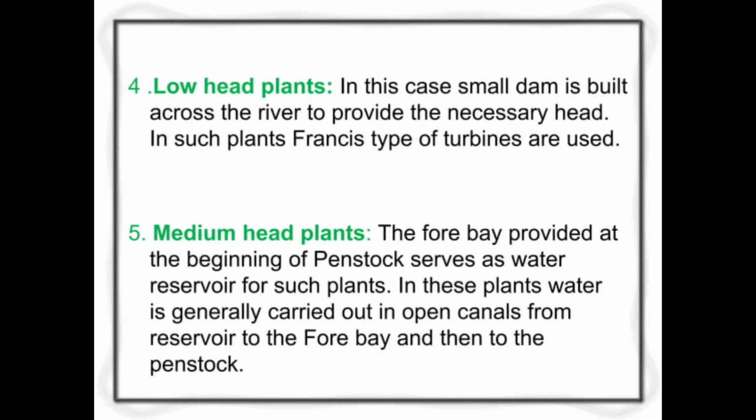The fourth one is low head plants. In this case, a small dam is built across the river to provide necessary head. That is, the height of the storage of water will be increased by the dam. So that will give more kinetic energy to the flowing water to rotate the turbine. In such plants, Francis type of turbines are used.